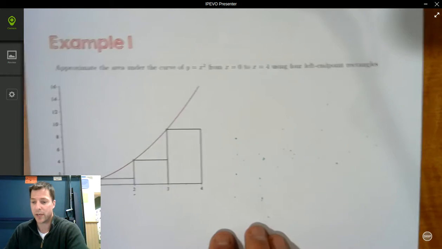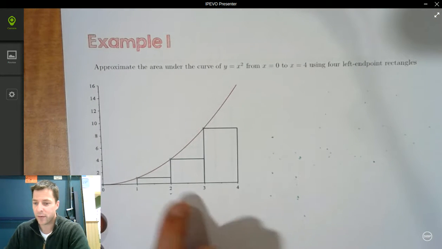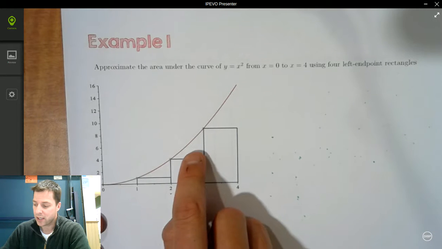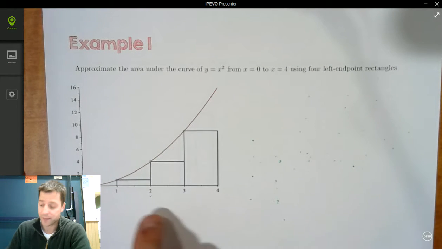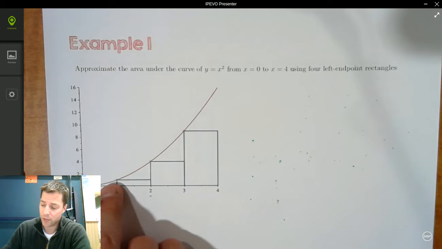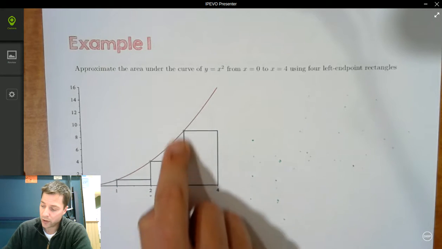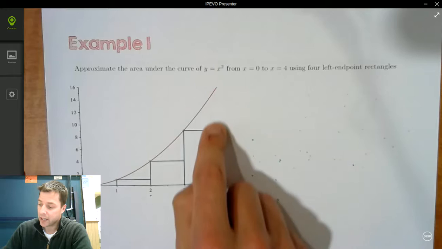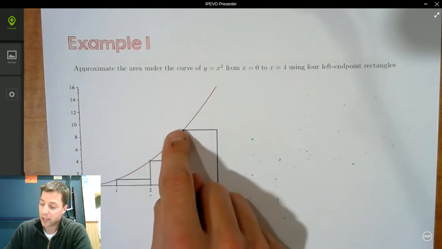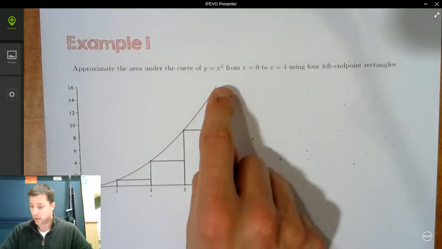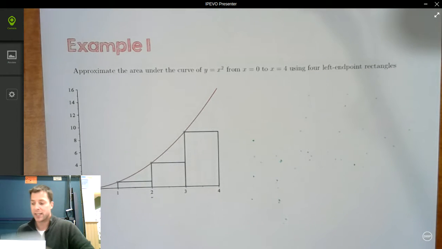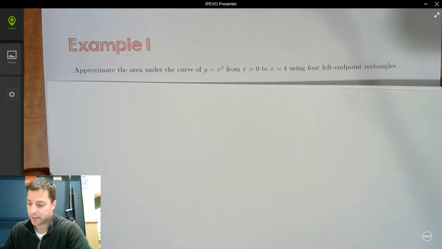And notice here's the picture. We've got 4 rectangles here, and I want you to pay attention. There are some gaps here, so this probably won't be a great area that we're going to find. And notice how we plug in 1, 2, 3, and up to 4, the left endpoint of the rectangle is on the curve. The red curve there is x squared. So let's go ahead and take a look at how we do this.